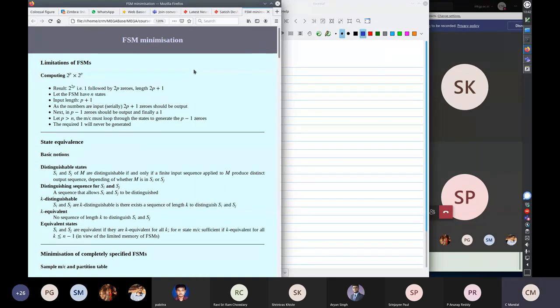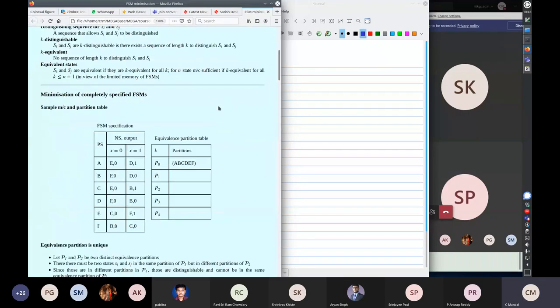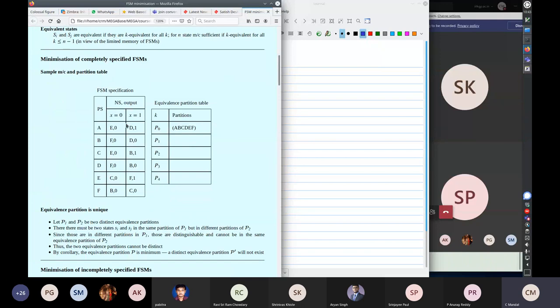Let us look at the issue of minimizing the number of states of a finite state transducer. Now we'll make a distinction between a fully specified machine and an incompletely specified machine. A fully specified machine looks like the one that you have here. Why is it fully specified? Because for each state, for each input, the transition is defined and also the output is defined.